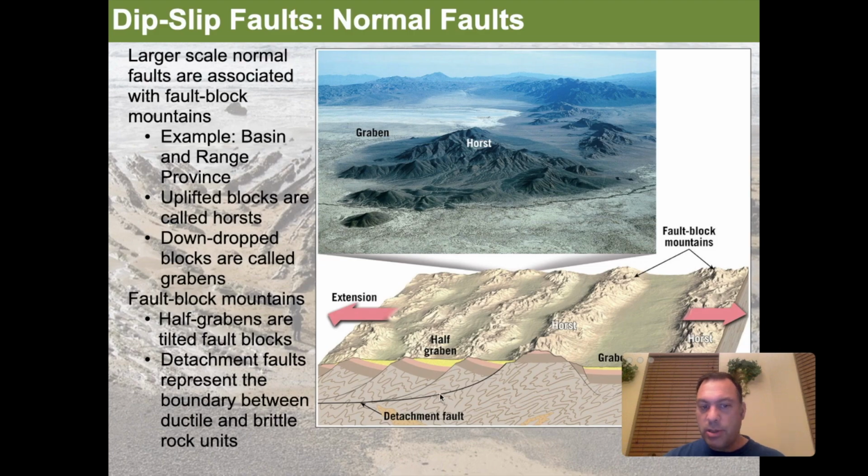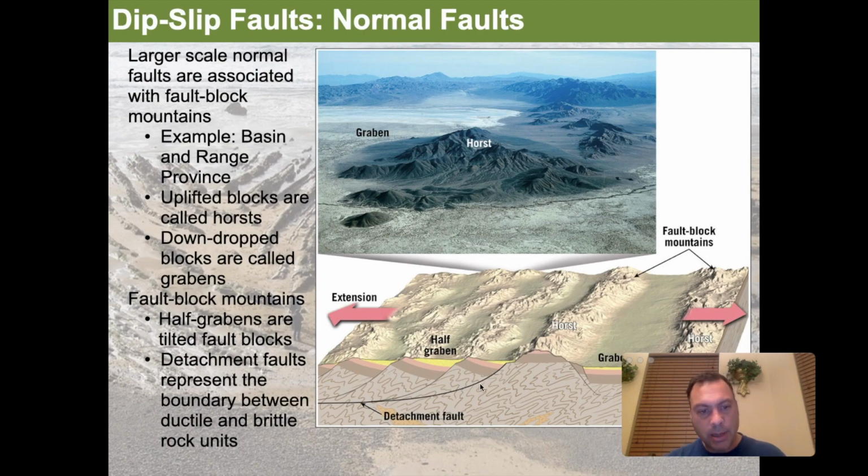Half grabens usually sit on the back of something called detachment faults. Detachment faults are massive faults, and anybody who studies structural geology spends quite a bit of time learning about detachment faults and the effect that they have on entire regions. A detachment fault effectively is a major fault that dives down into the crust of the earth. It's separating and breaking things apart under tensional stress.